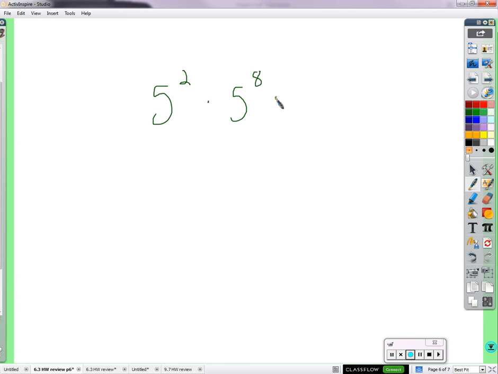5 squared times 5 to the 8th. What is that? 5 to the 10th. And why is that? Because 5 to the 2nd means 5 times 5, and then you have 5 times 5 eight more times, which equals ten 5s. So 10 5s multiplied together, there's 2 of them, 8 more of them multiplied, you got just a long string of 10. Right? So we can add the 2 and the 8 quickly to see that it's 10, right?